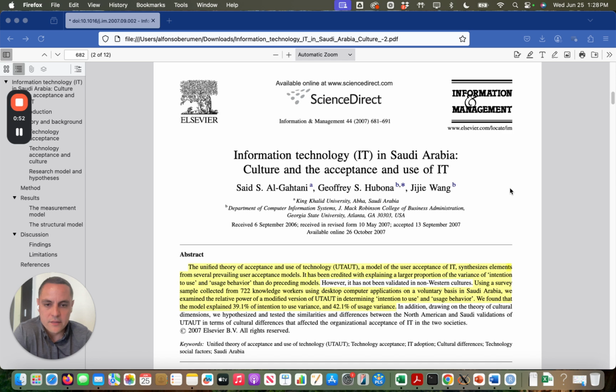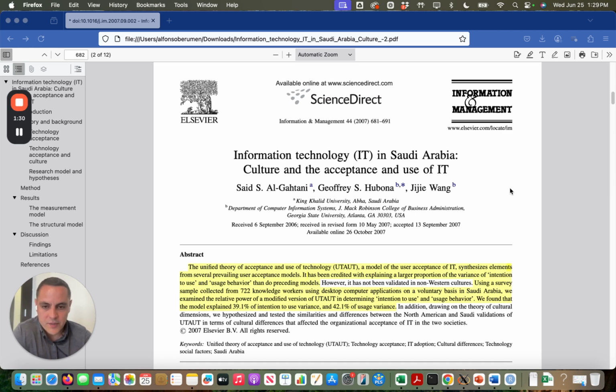It's based on the Unified Theory of Acceptance and Use of Technology, or UTAUT. It's a well-known model of user acceptance of IT. It's based on elements from several prevailing user acceptance models. You can see that in the abstract. As well, in the abstract, it has been credited with explaining a larger proportion of variance of intention to use and usage behavior than do preceding models.